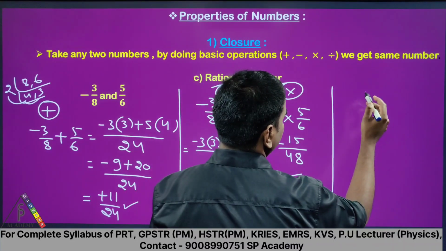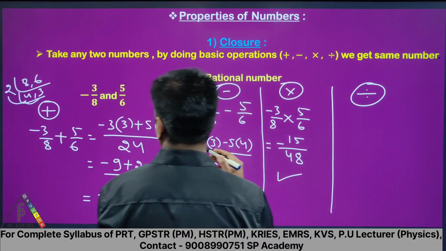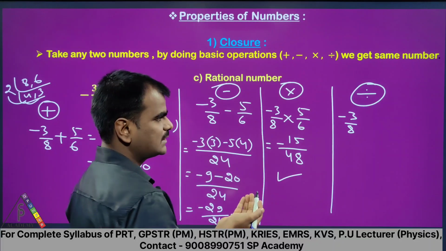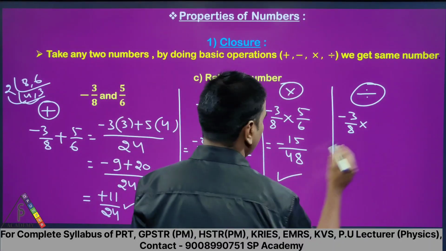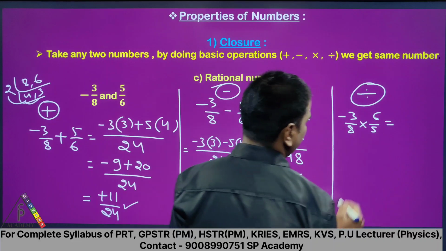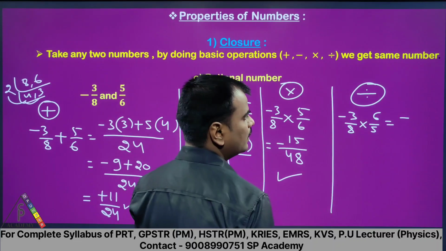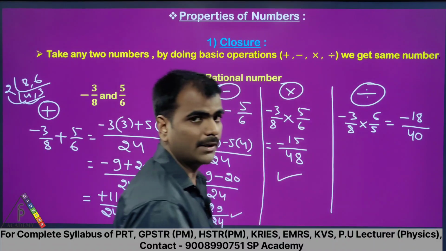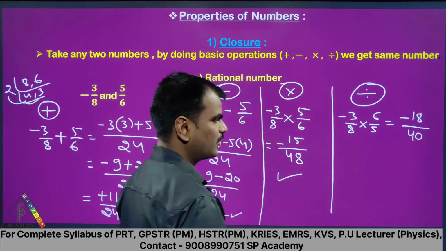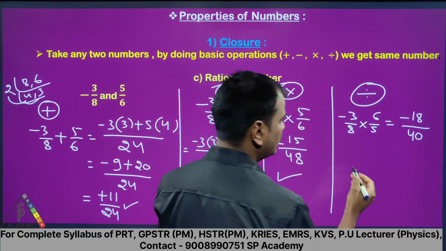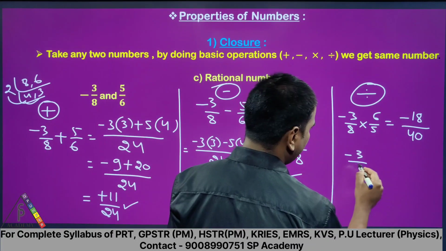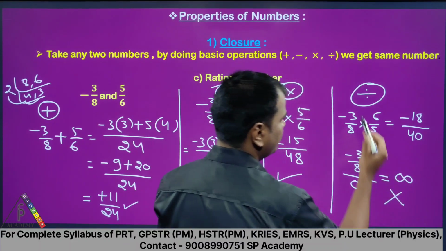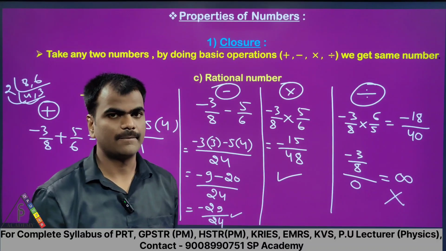Next, under division, -3 by 8 is divided by 5 by 6. We multiply by the reciprocal of 5 by 6, that is 6 by 5, which gives -18 by 40. This also gives a rational number, but 0 also belongs to the rational numbers. When you divide 3 by 8 by 0, it is infinity, it is undefined. Therefore, under division, rational numbers are not closed.